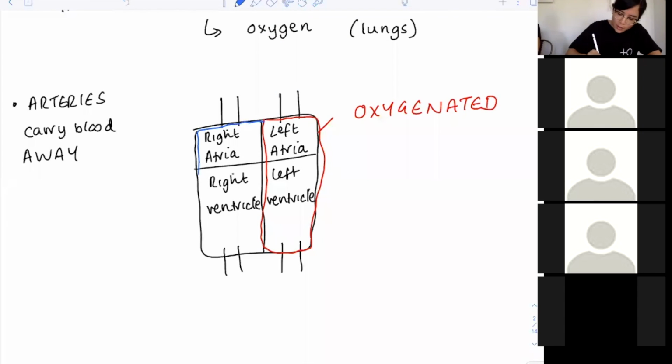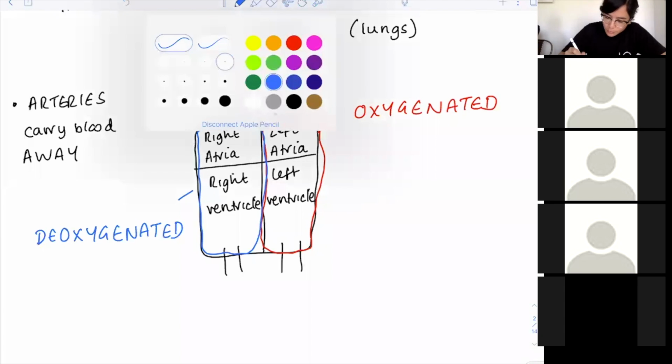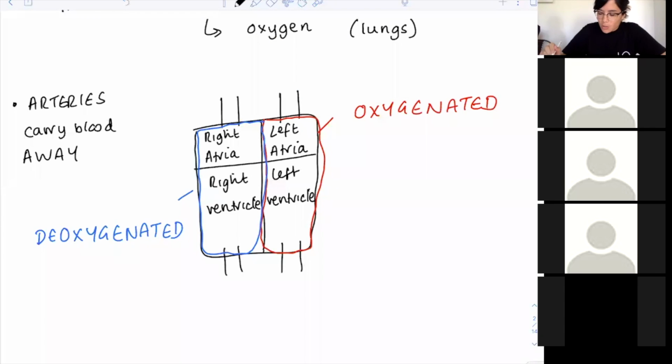Blood flowing through the right side of the heart is deoxygenated, and I'm going to explain that in more detail further on in the video. But crucially, the left side of the heart is oxygenated. So now let's start labeling some of these vessels. Well, I've already told you that blood being carried away.